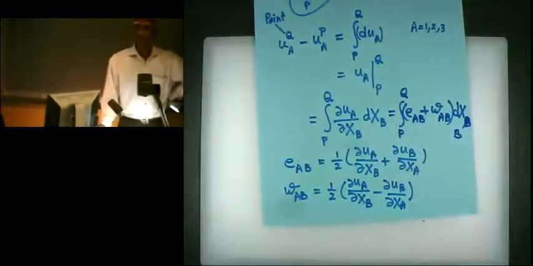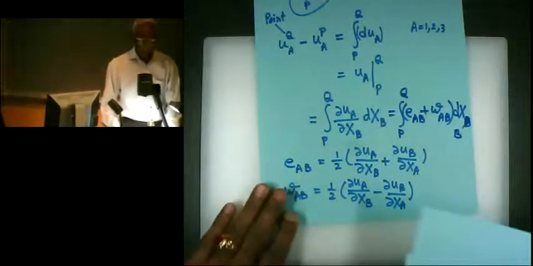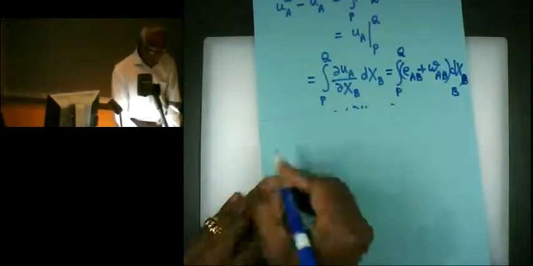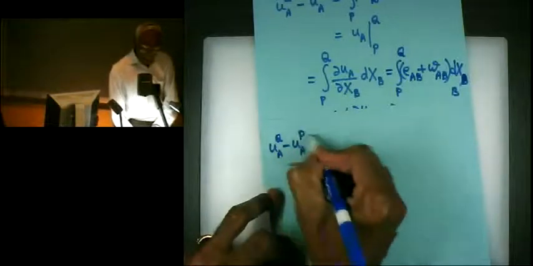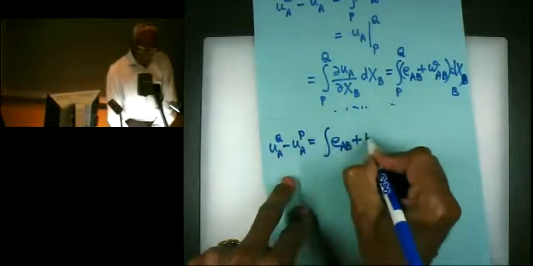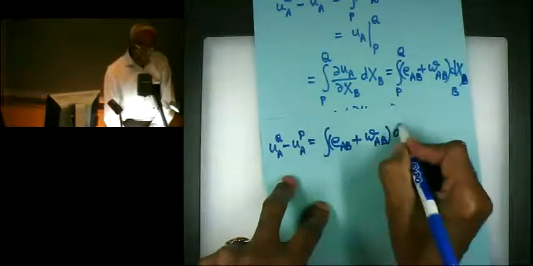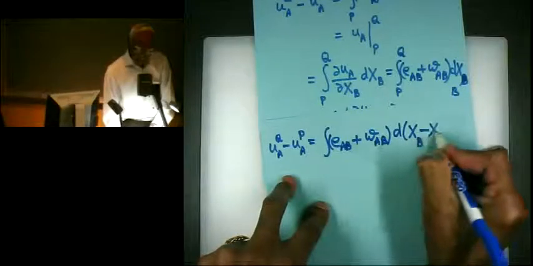Is it okay? Now, so what we have then is UA at point Q minus UA at point P equals the integral of EAB plus omega AB d of XB minus d of XB at point Q. So I change that d of x to d of x minus x of point Q, the coordinates of point Q.